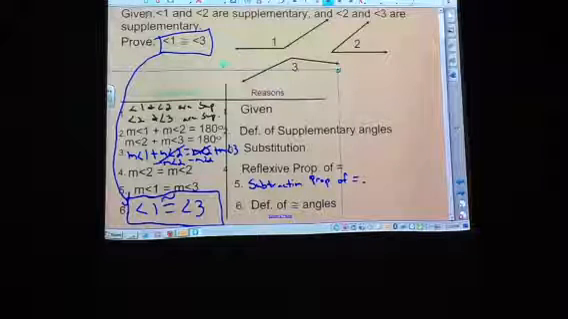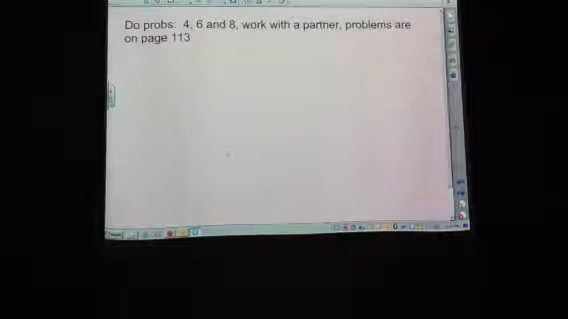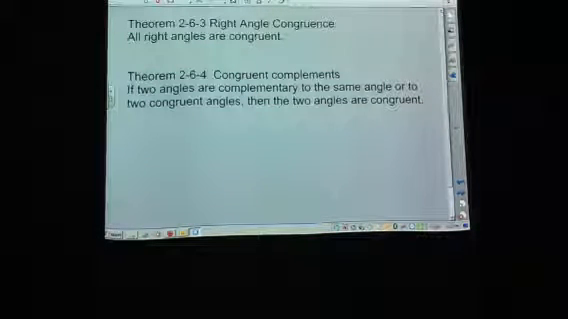So they're just trying to get us used to doing a 2-column proof. And they're doing that by going step by step, trying to get us used to it. Looks like we're given another couple of theorems right here. The right angle congruence, which just says that all right angles are congruent.